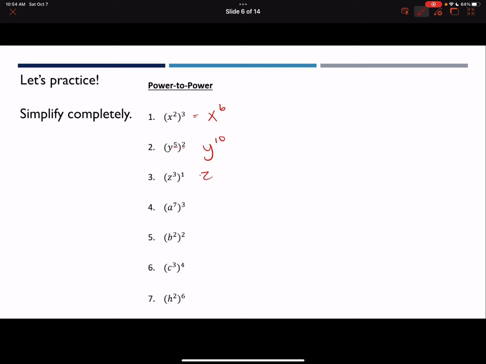Okay, so this is going to be z to the 3rd, a to the 21, b to the 4th, c to the 12, and h to the 12. Because again, these were all exponents, so I'm just multiplying.